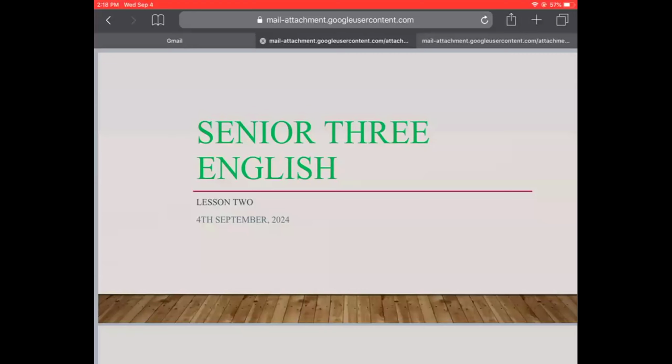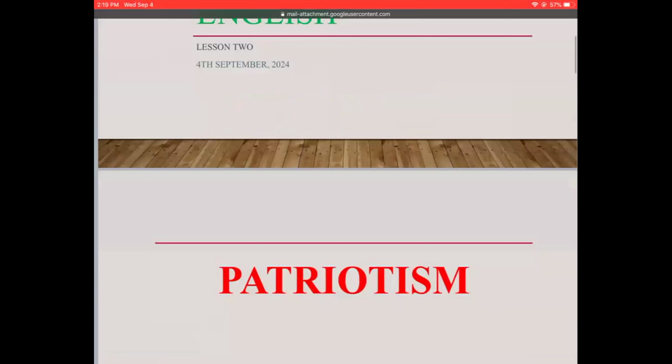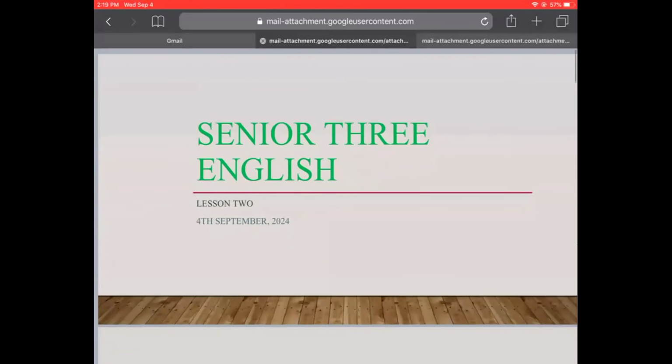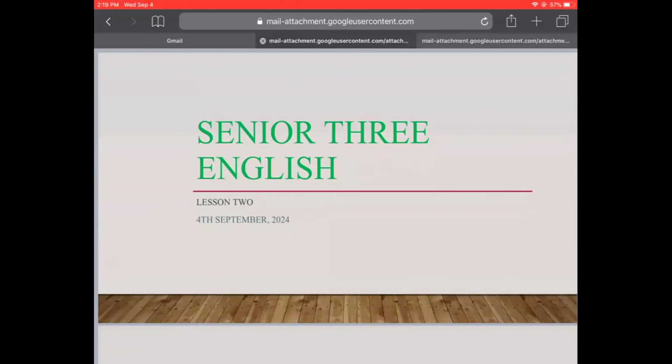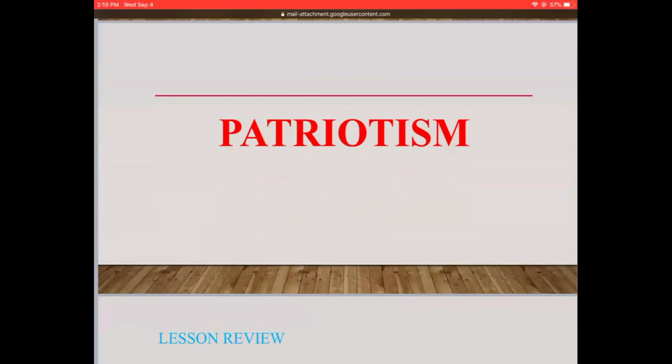Like you can see on our first display, it's going to be English. Some people are asking, which lesson are we having? This is English, and it's our lesson two for this holiday. We met last week, and here we are again to discuss more on patriotism. So, Hannah, you can take us to the next slide. Our topic is patriotism, like we discussed last week.